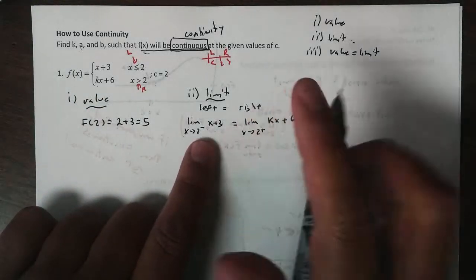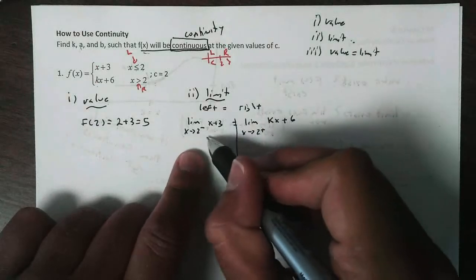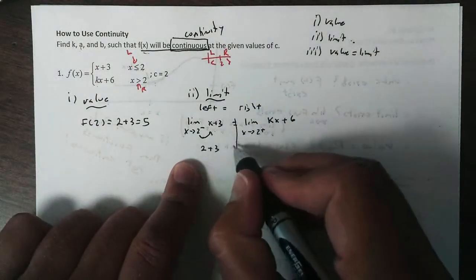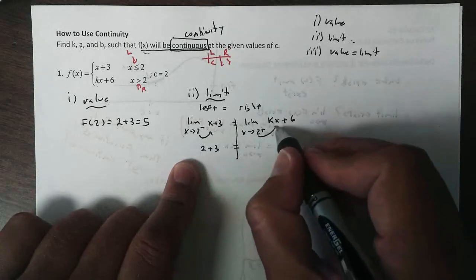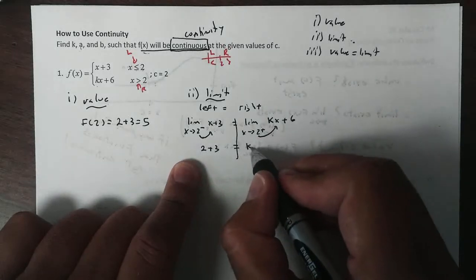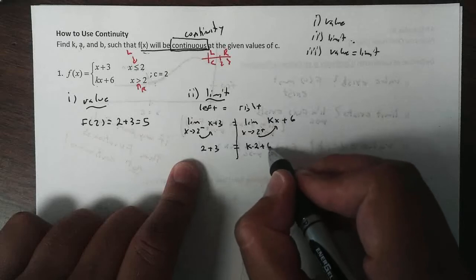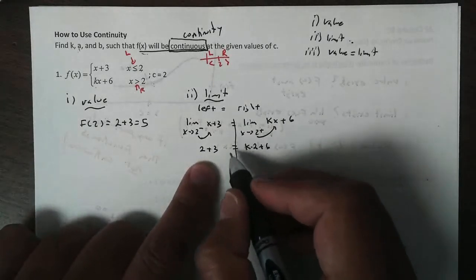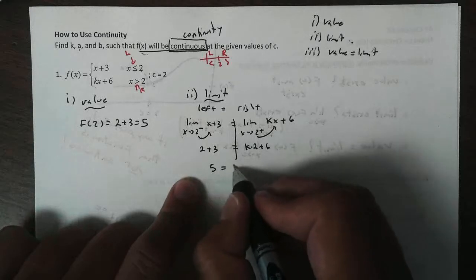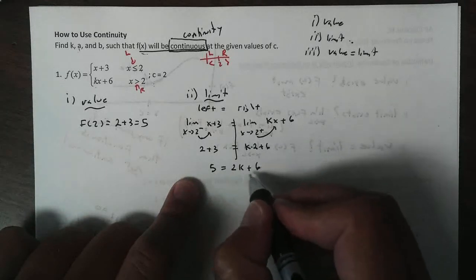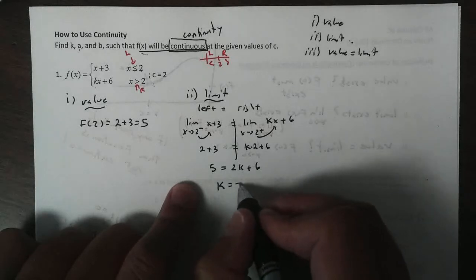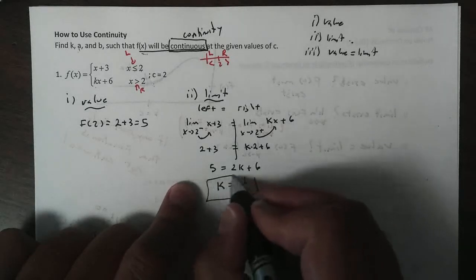Now on the left and the right, we can now just substitute. Plugging in the 2, we get 2 plus 3. Plug the 2 in for the x here. We get k times 2 plus 6. I could solve for k now. So if I solve for k, I'm going to get 5 equals 2k plus 6, of course. And solving that, we get k equals negative 1/2 right there.